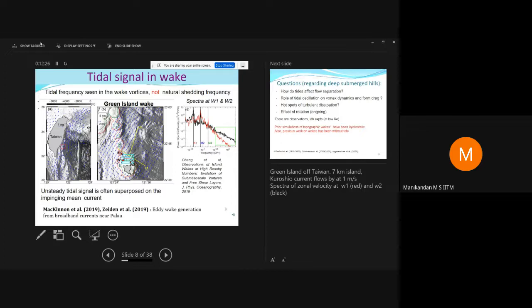What generates this current itself, in this particular case? So the current, the oceanic current. Yeah. So this is actually a large-scale current that is there over a long time.